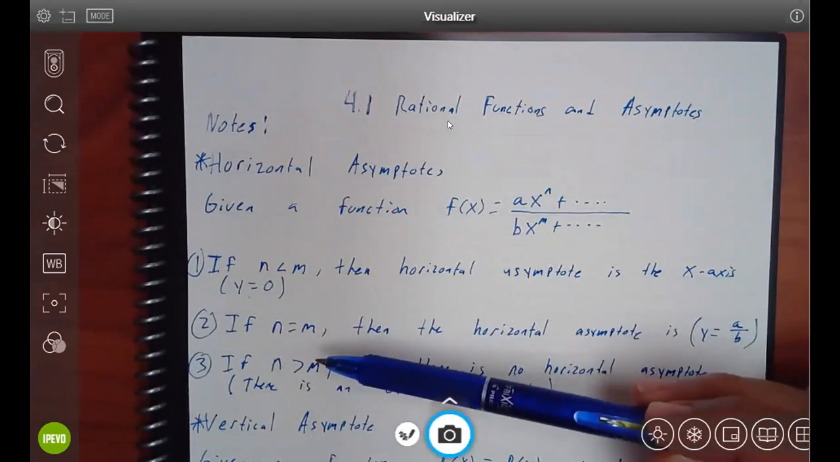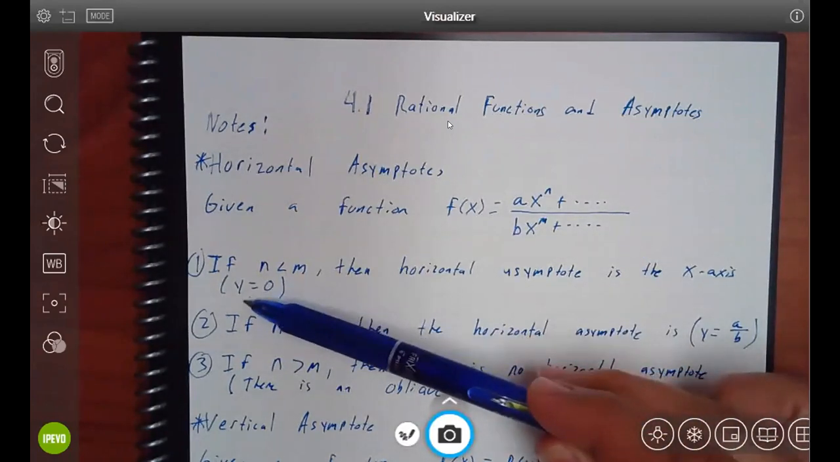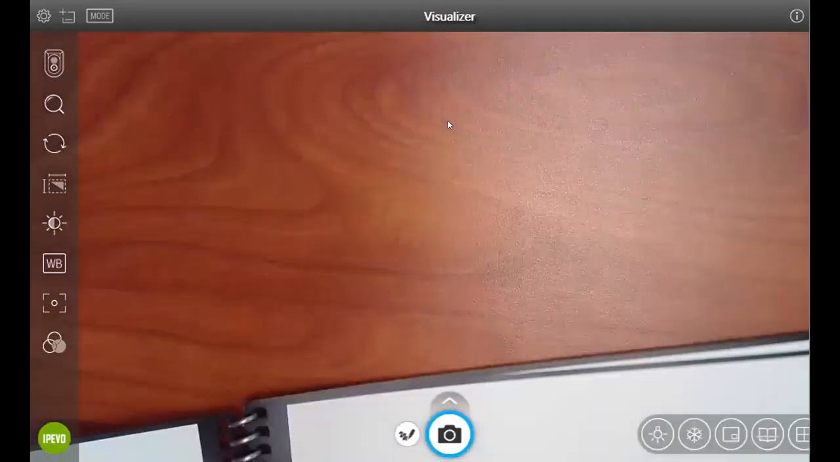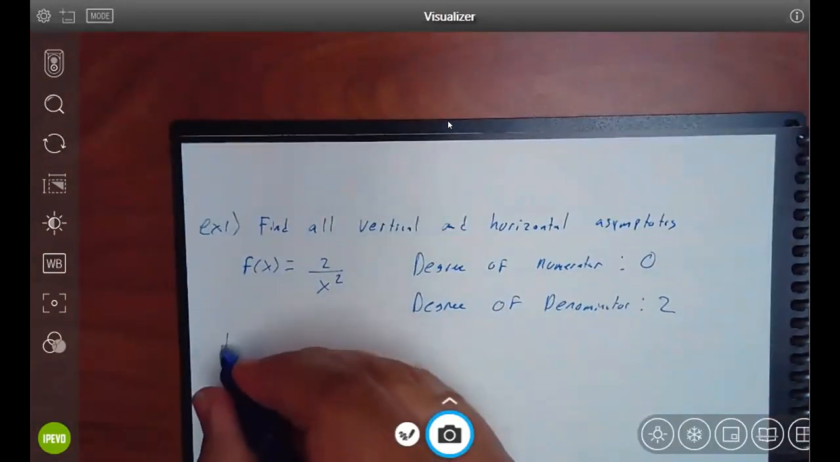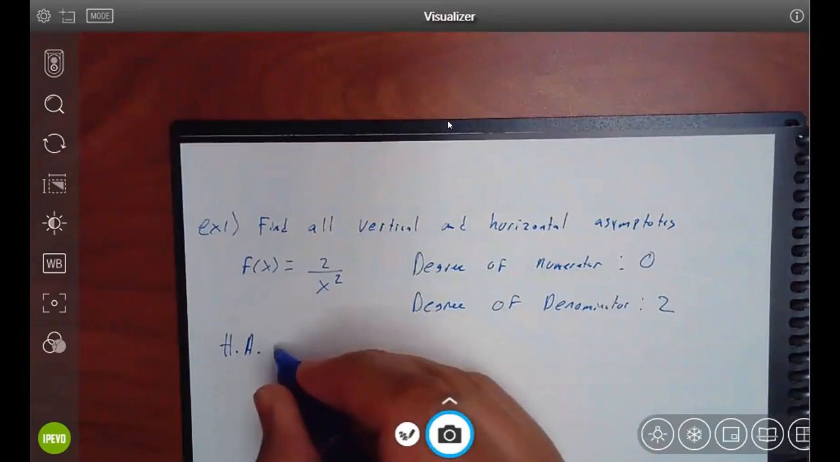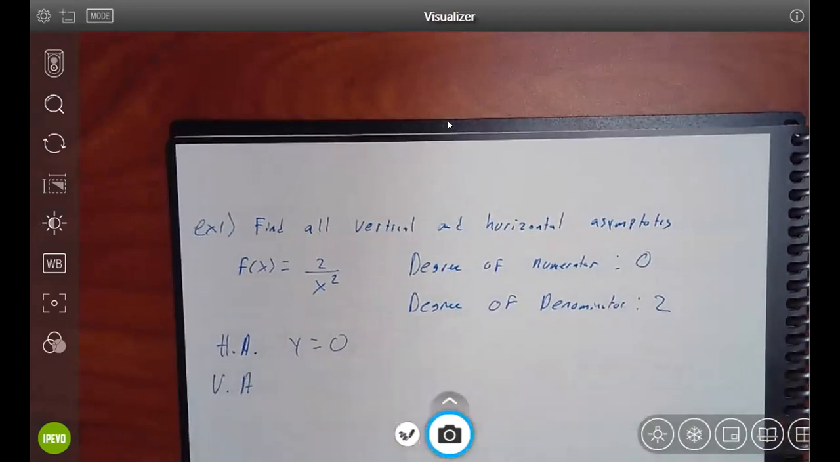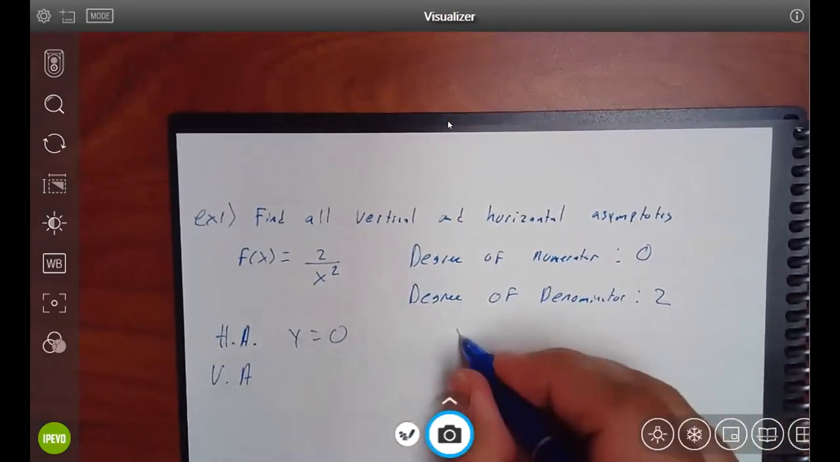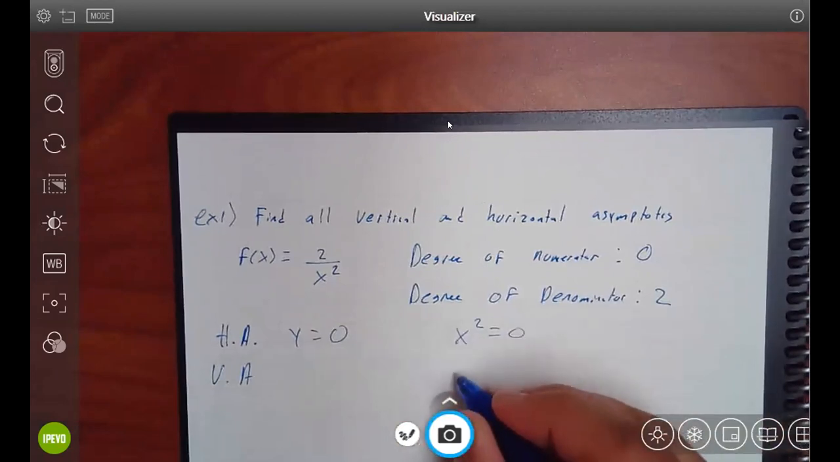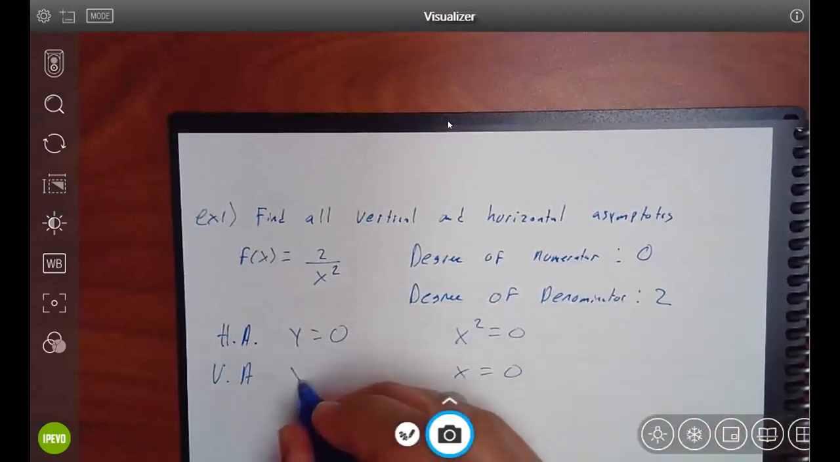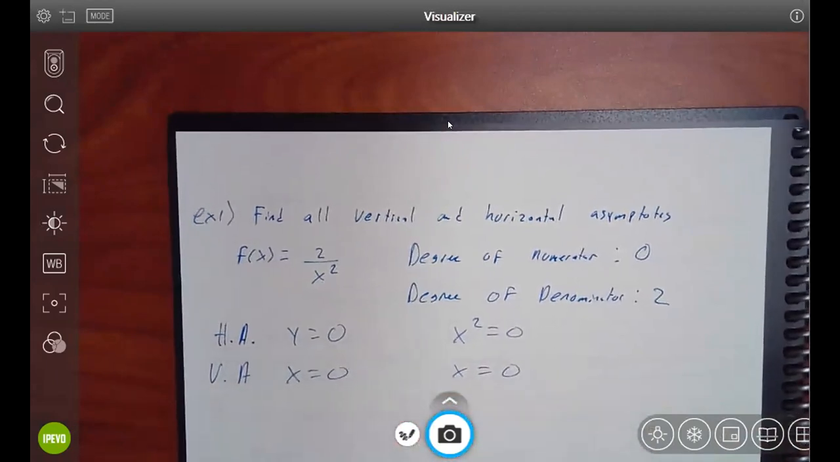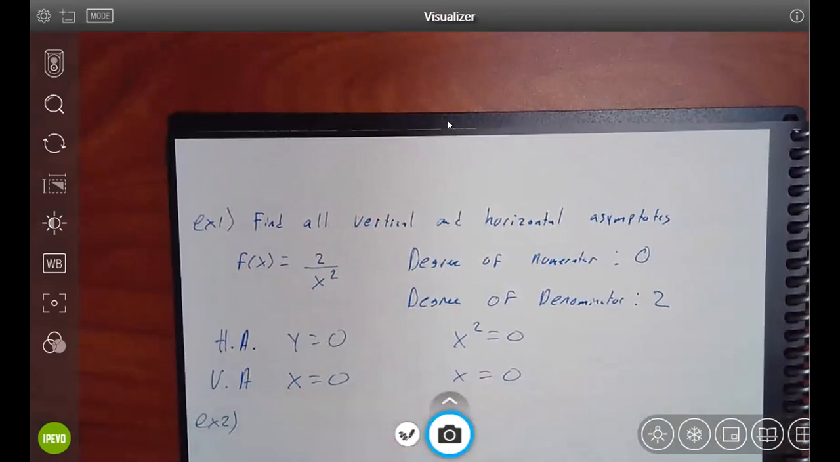It's smaller, so horizontal right away: y equals 0 because of that idea. The horizontal asymptote will be y equal to 0. Vertical asymptote: you find this by setting the bottom to 0, and that's just going to be when x is 0, right? So x equal to 0 would be your equation. There's not much we can do here. Does that make sense? That's all they asked for, vertical and horizontal.